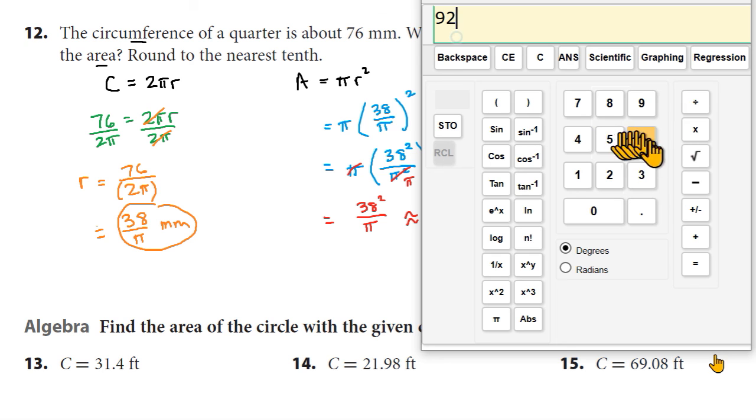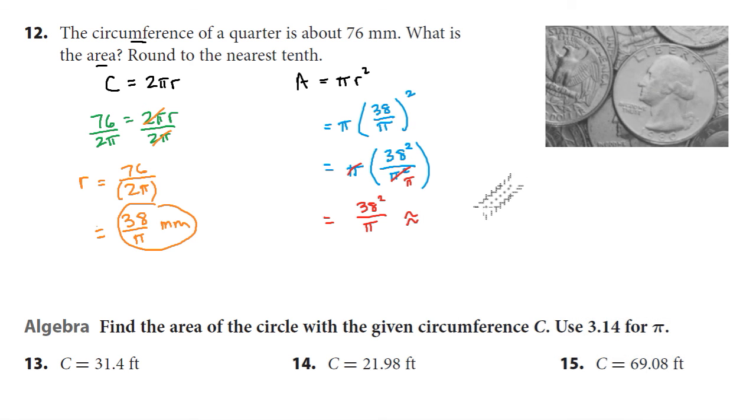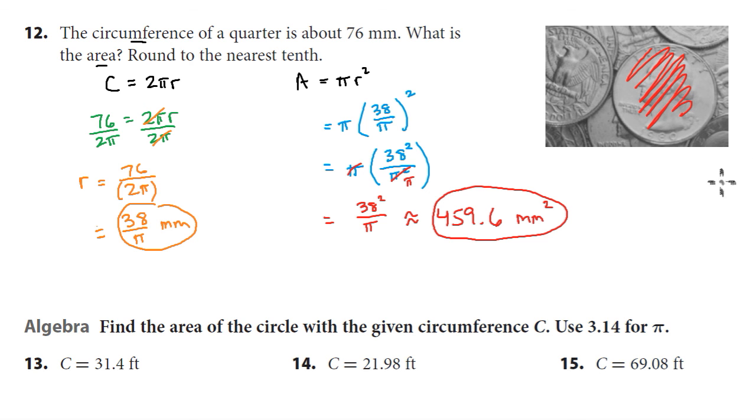So I've got 38 squared divided by pi, and that equals 459.6. This 3 will get crossed off. 459.6. So approximately 459.6. And we are measuring area here. That's going to be in units squared. So there is our approximate area for the face, or this part right here, of a quarter.